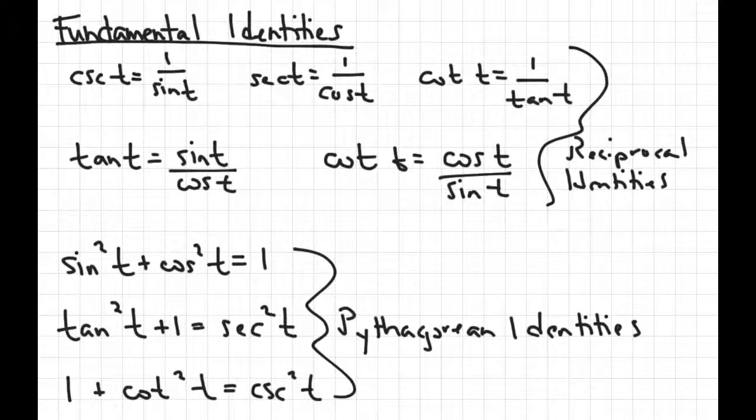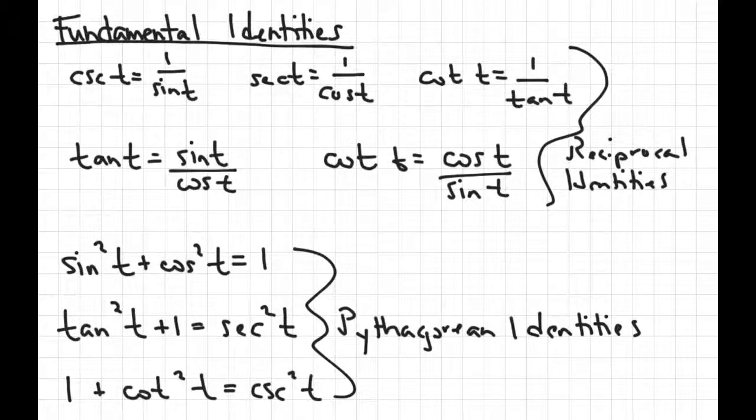The first one is the one that tends to periodically show up on the ACT, the other two not so much. They are called the Pythagorean identities. They have to do with identities formed by using the Pythagorean theorem. I'm not going to derive them for you. If you would like to see any proof, they are in the textbook.